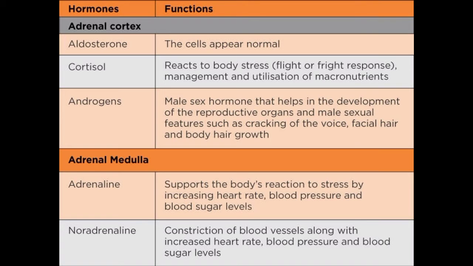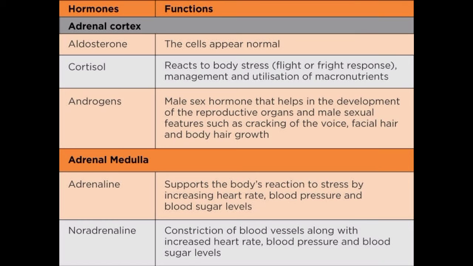Next is the sex hormone, that is androgens. It stimulates development of external sex characters in males and females. Actually androgen is the male hormone, but there are other hormones which are released in females. So we are talking about the male sex hormone that helps in development of reproductive organs and male sexual features such as cracking of voice, facial hairs and body hairs, etc., that is, secondary sexual characters. In the same way, estrogen is in females.